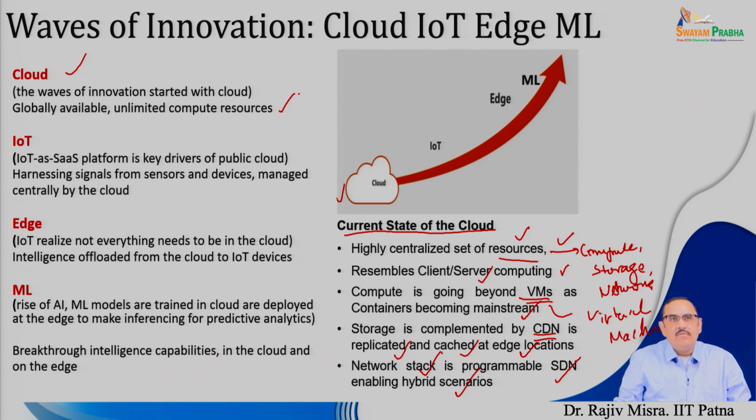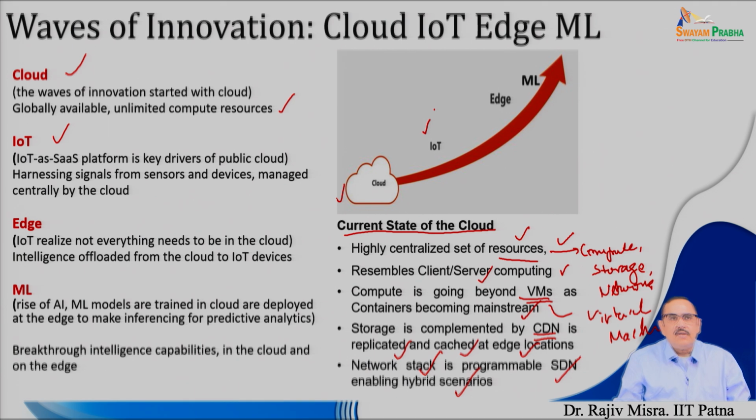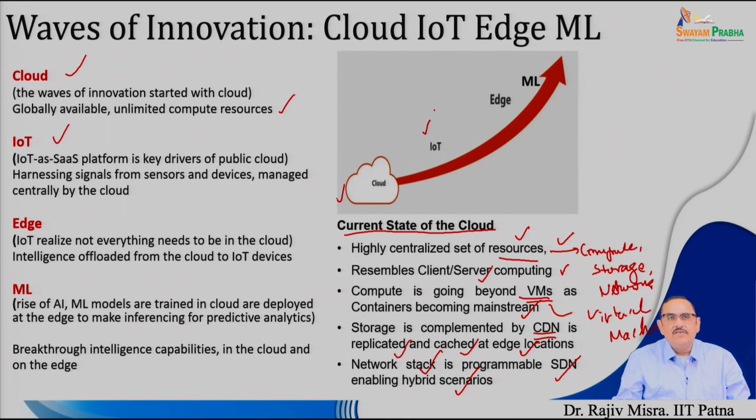Now, why is this cloud moving in this way? What are the use cases of that particular cloud? The most important use case is Internet of Things. Internet of Things often uses cloud as a service platform, that is IoT as a service, software as a service platform, the key driver of the public cloud. Meaning to say that Internet of Things are the devices which are equipped with sensors and actuators, they are often called things.